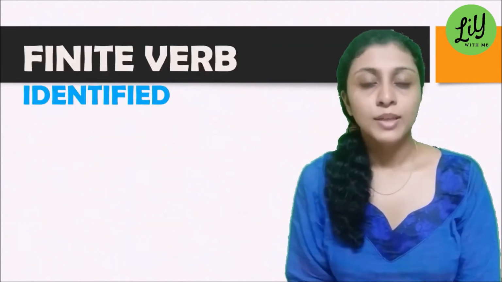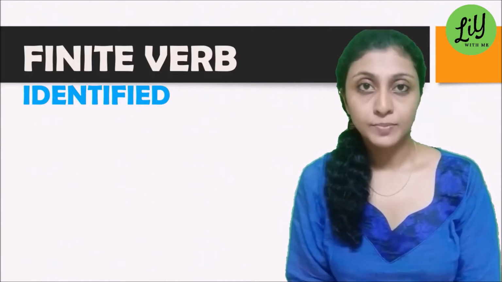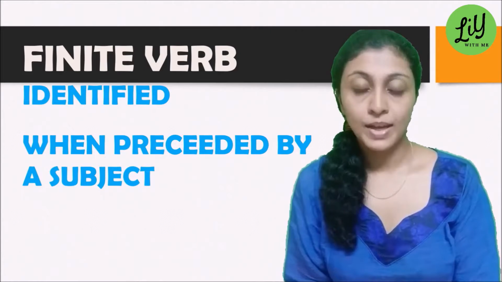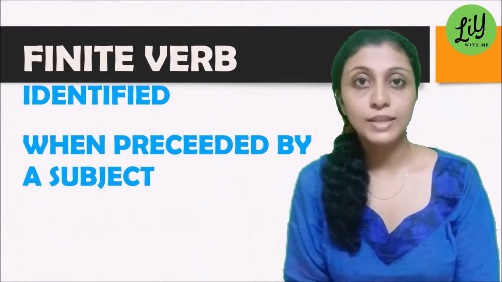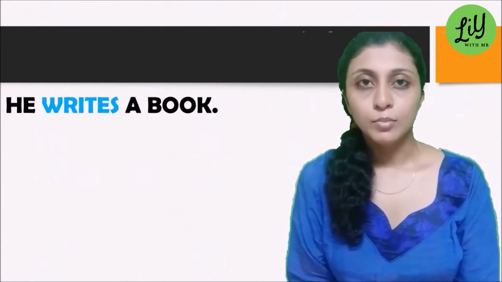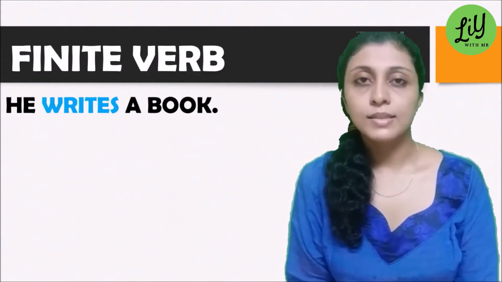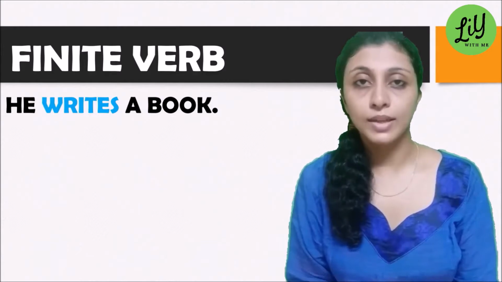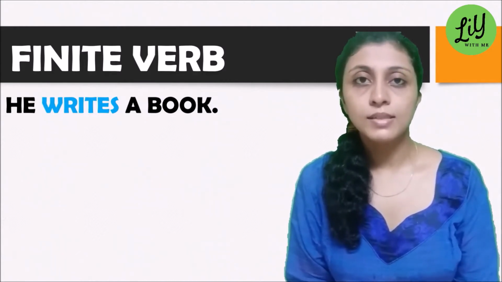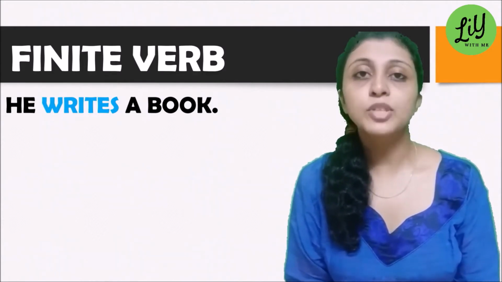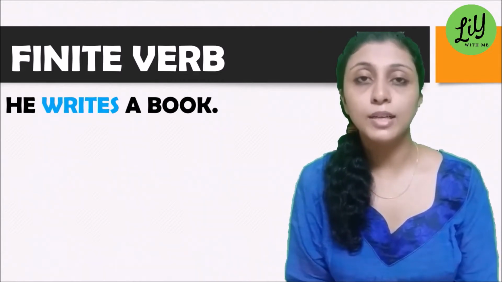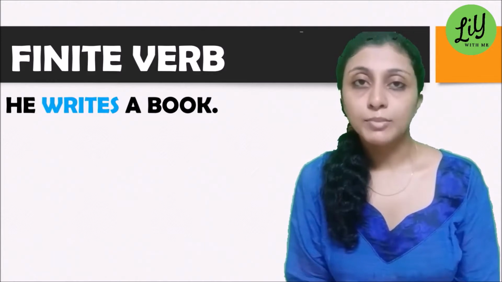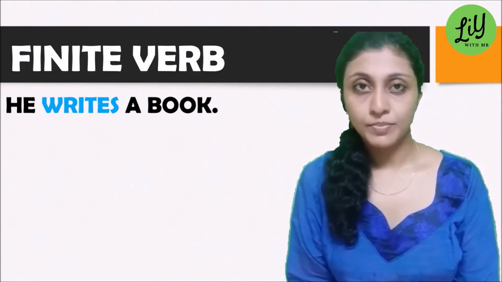A finite verb is usually identified when we have a subject that is followed by the verb, and that verb is referred to as a finite verb. He writes a book. Now this sentence is an example of a finite verb. The finite verb over here is writes, and this sentence is in the present tense. The subject here is he, and immediately after the subject we've got the verb, which is writes. So in this case, it can be referred to as a finite verb.